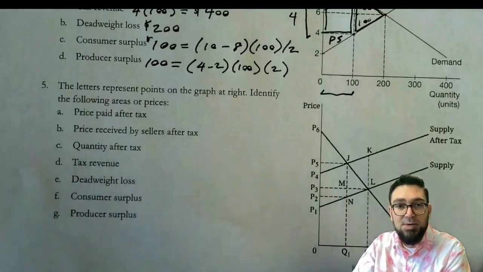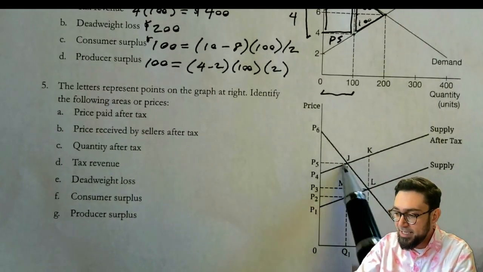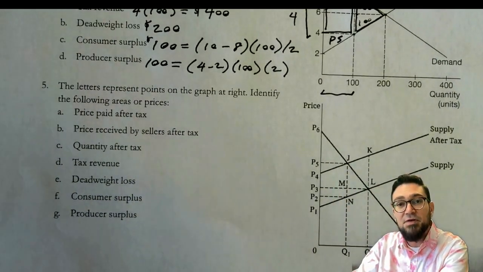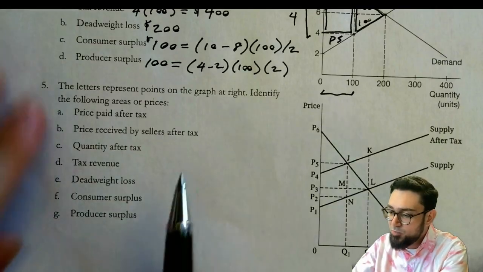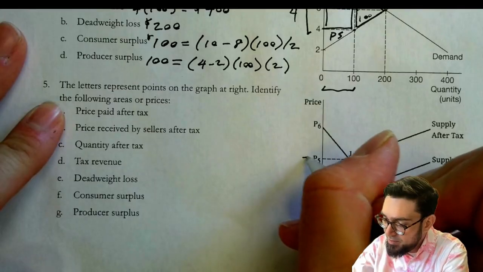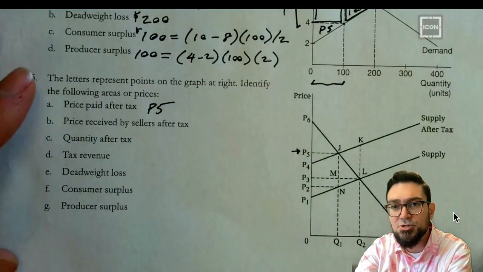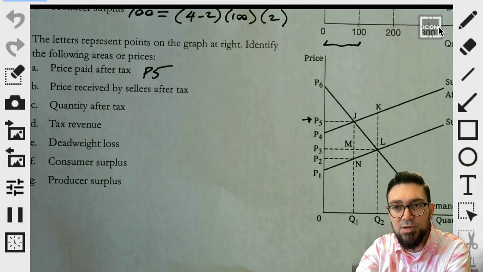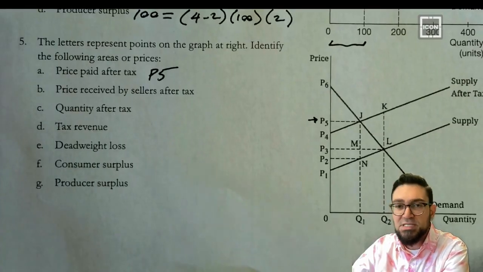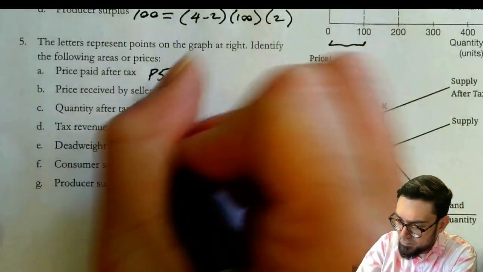Now, let's take a look at the bottom one. The letters represent points on the graph. So this is a little different, trickier. K, L, M, those are all points. Identify the following areas or prices using those points. So we're going to use the letters. Price paid after the tax. Well, that's going to be here, P5. And I'm going to zoom that in just a shade so you can kind of see what those look like. I can see them pretty well, but I don't know if you can. Price received by the sellers. Then we go down. That's going to be P2.